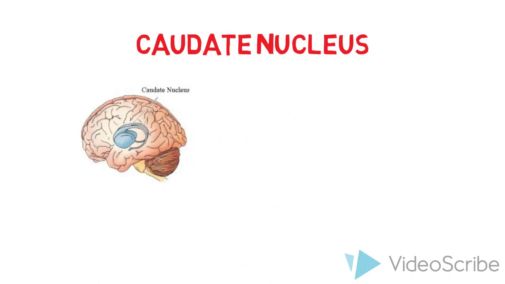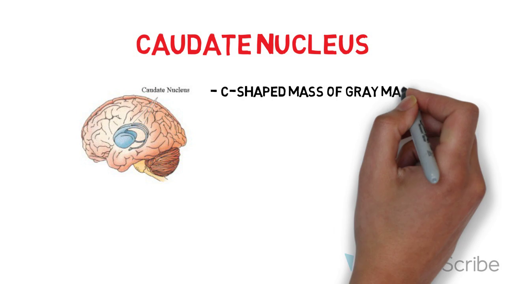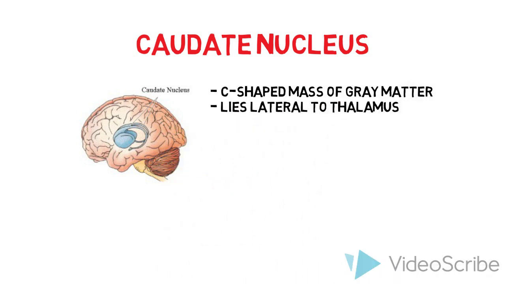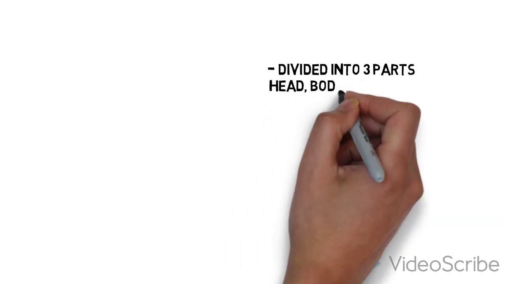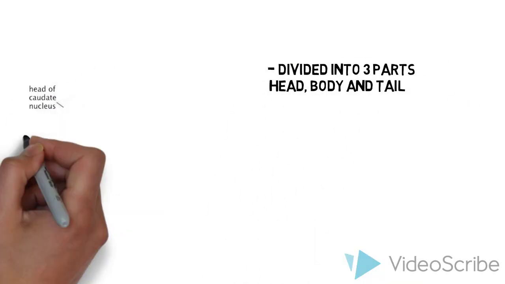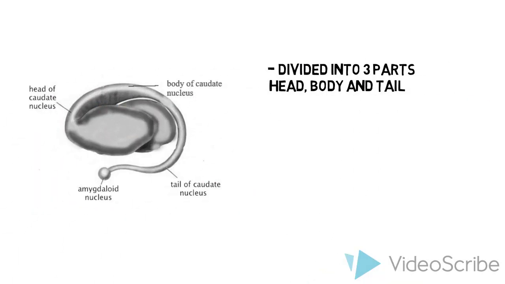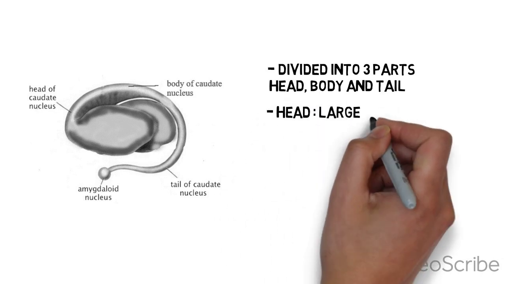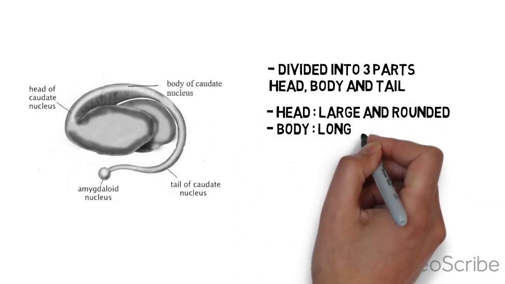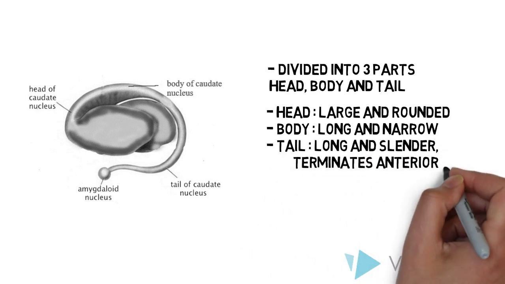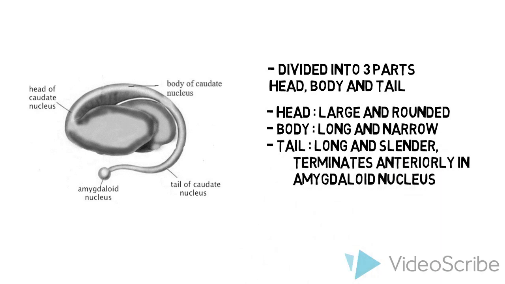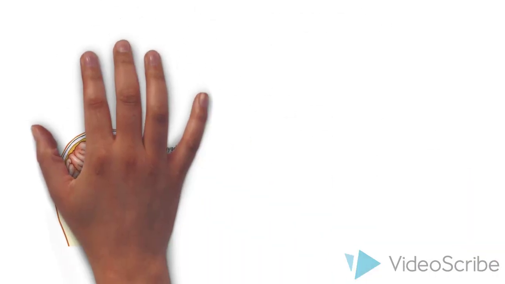The caudate nucleus is a C-shaped mass of gray matter, which lies lateral to the thalamus. It is divided into three parts for descriptive purposes: the head, body and tail. The head of the caudate nucleus is large and rounded in structure. The body of the caudate nucleus is long and narrow, whereas the tail is long and slender. The tail of the caudate nucleus terminates anteriorly in the amygdaloid nucleus.